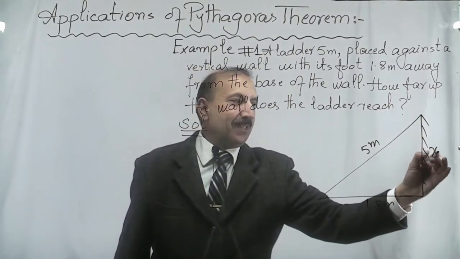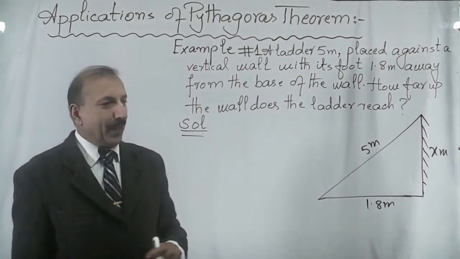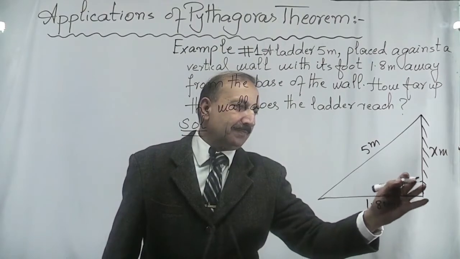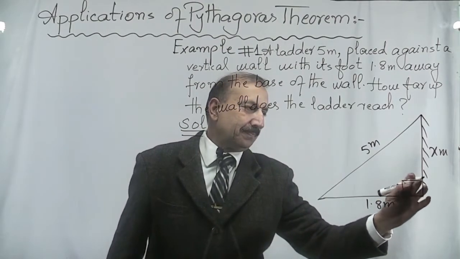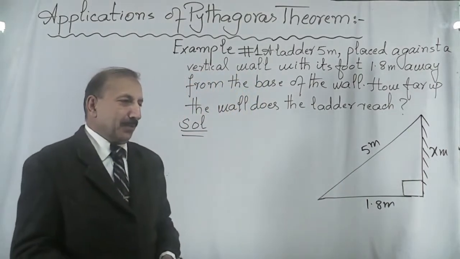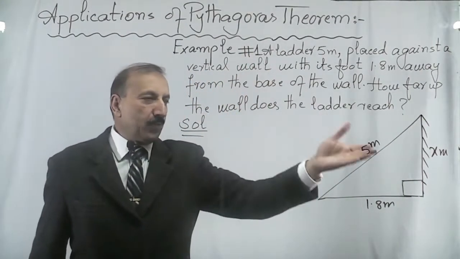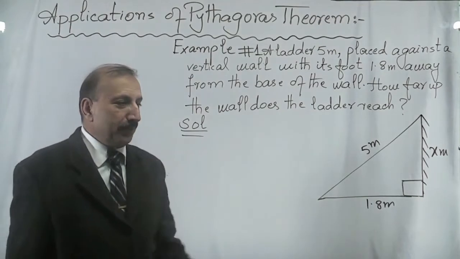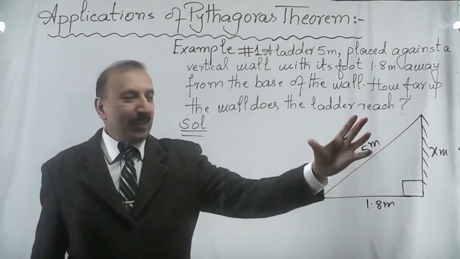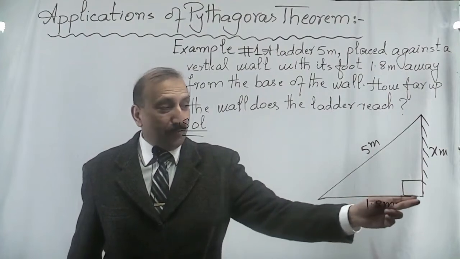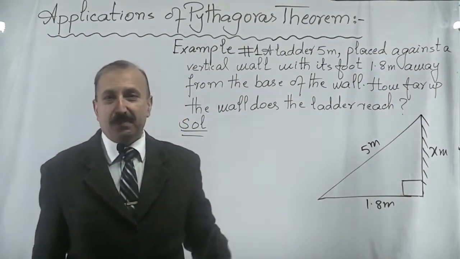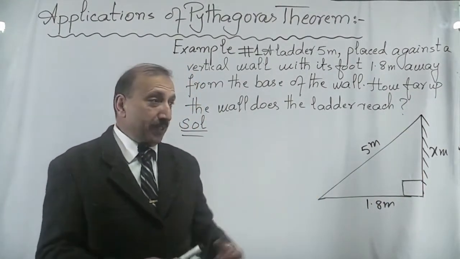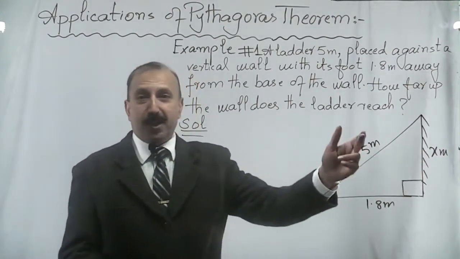This is x meter, we are supposed to find, and you see this is the wall which is all the time vertical. When we convert the concept in the form of a figure, it gives us a right angle triangle where two sides are given: the length of the ladder, and its distance from the foot of the wall is 1.8 meter, and the height is what we are supposed to find. So it's quite easy. Pythagoras theorem: these two are legs and this is the hypotenuse.